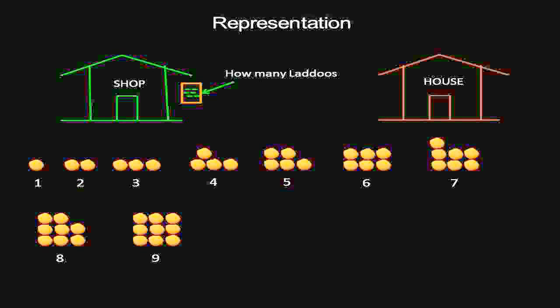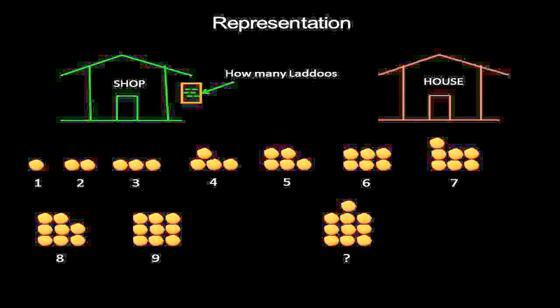Now, up to 9 we have seen. What happens if we have to send the 10th laddu? Let's say we have to send 10 laddus from the shop to the house. What is the symbol that you will put? The most obvious one is 1 followed by a 0. This is what we have learned in our childhood, that this represents 10. 1 followed by 0 represents 10.